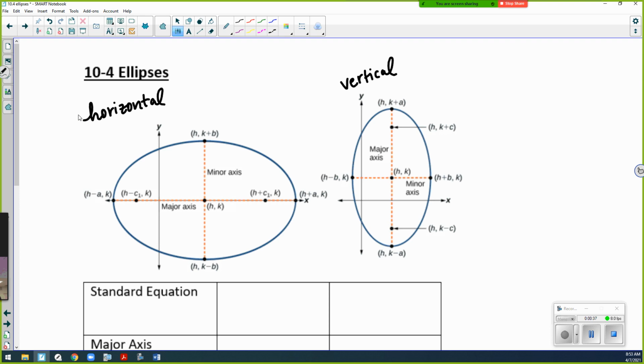So the thing with ellipses is that you have a major axis and a minor axis, and then you have 2 points called the foci. So what's cool about these foci, right here and right here, foci is the plural of focus.